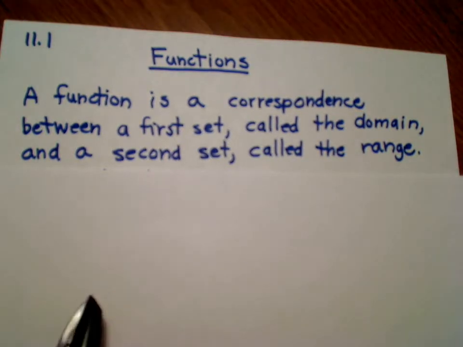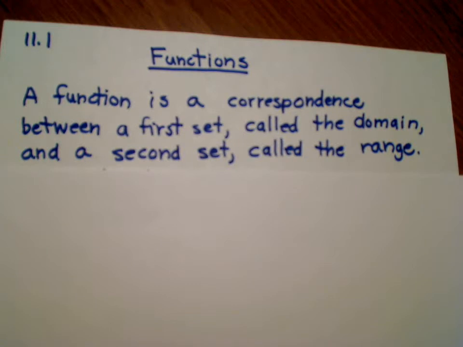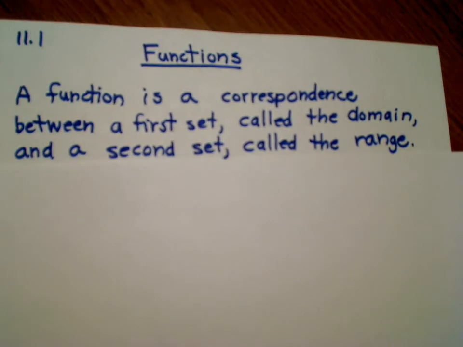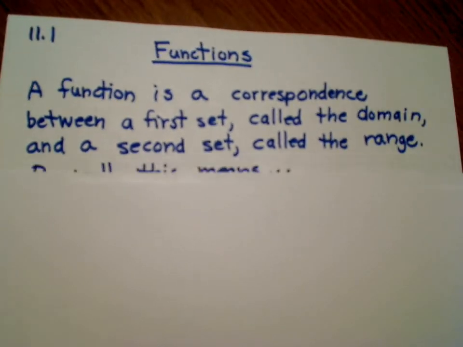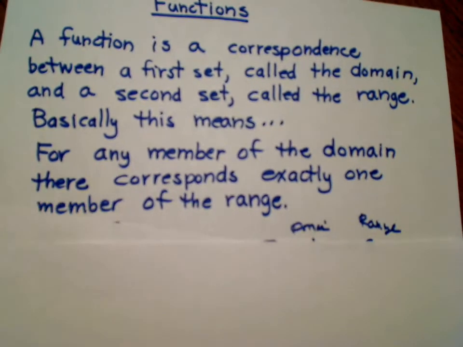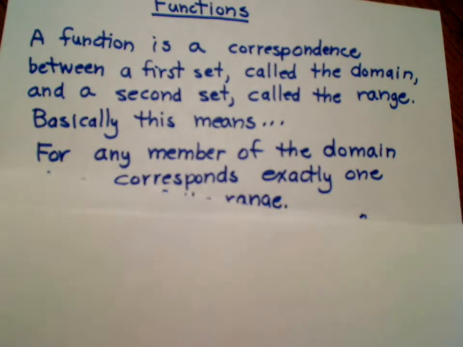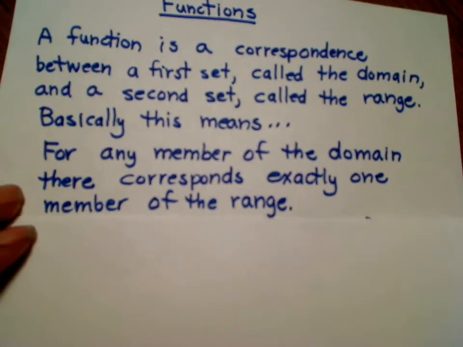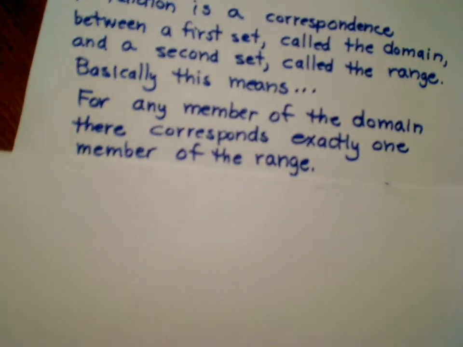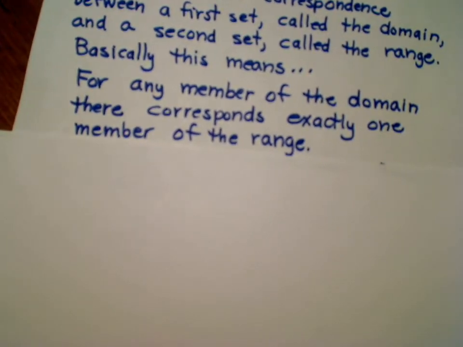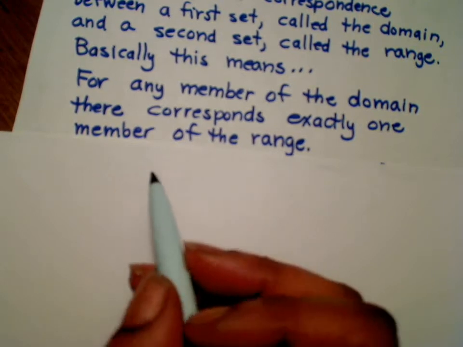What is a function? A function is a correspondence between a first set, called the domain, and a second set, called the range. Another way of looking at it could be said, basically, for any member of the domain, there corresponds exactly one member of the range.